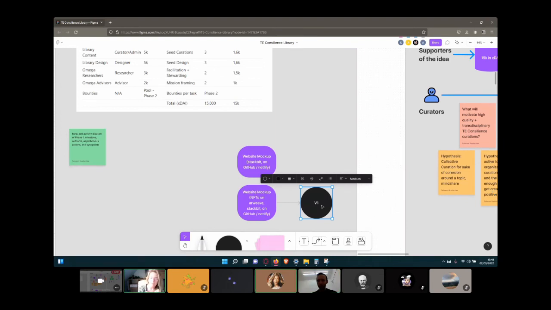We need to figure that out, and then we have the possibility to see, okay, what is missing to that website? How much effort would it be? Do we have the funding? We have 15K of funding.